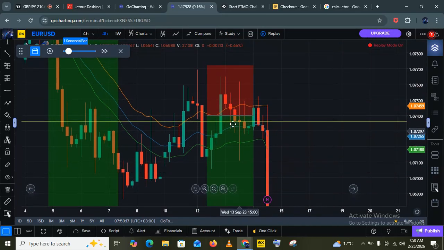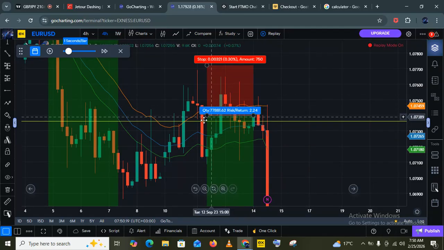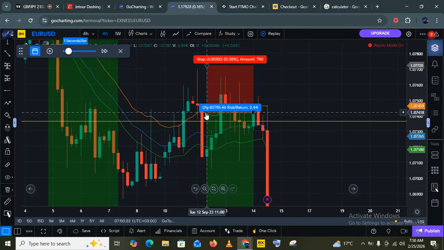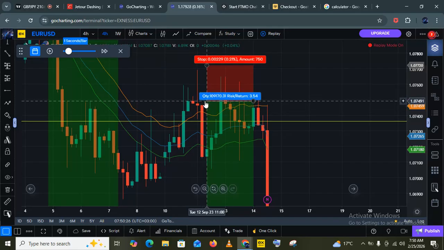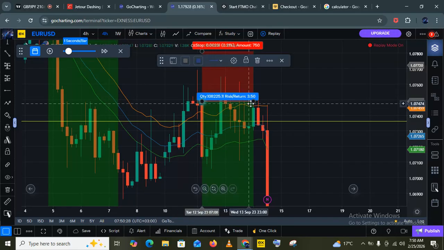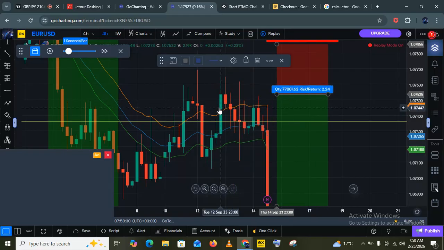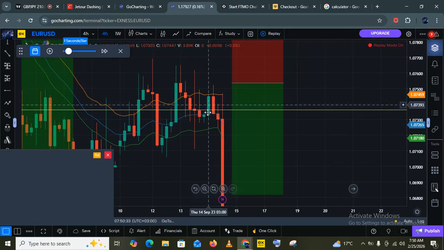Wow, 1:2.24, not so bad. It's actually a really good entry. And then this would be a second entry with the 1:3.5 risk to reward ratio that could have also been entered. You also have another one right here where you have this, that, and that.